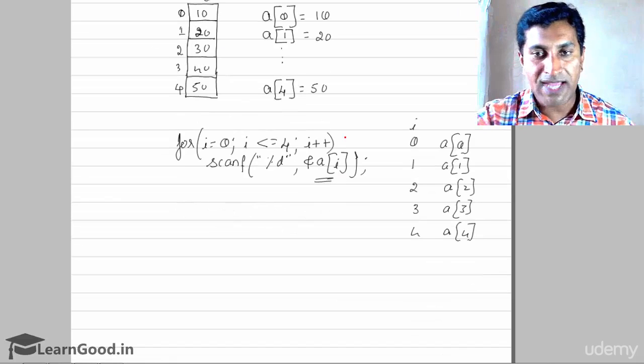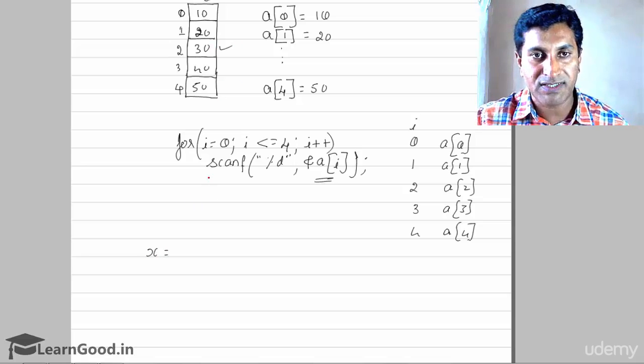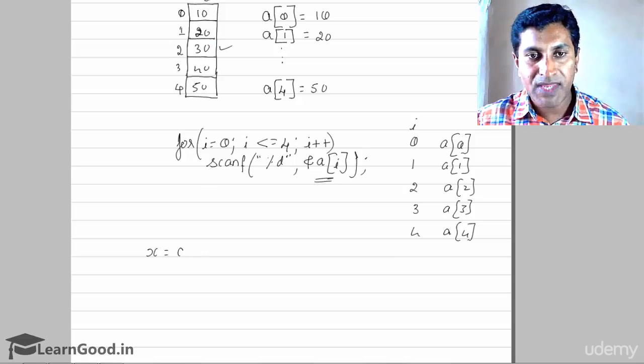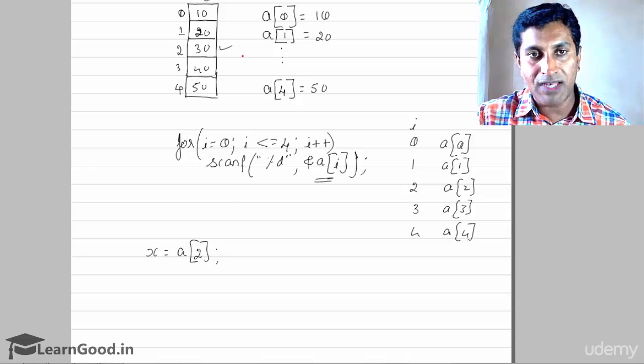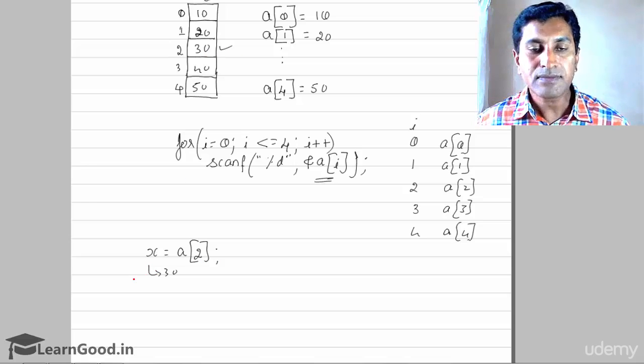Same way, if you want to access the data and store it into some variable, for example x, x should have your A of 2 location value. A of 2 location is nothing but 30. Then you can give x is equal to A of 2. That is, A of 2 value is 30, and the 30 will be stored inside this x.